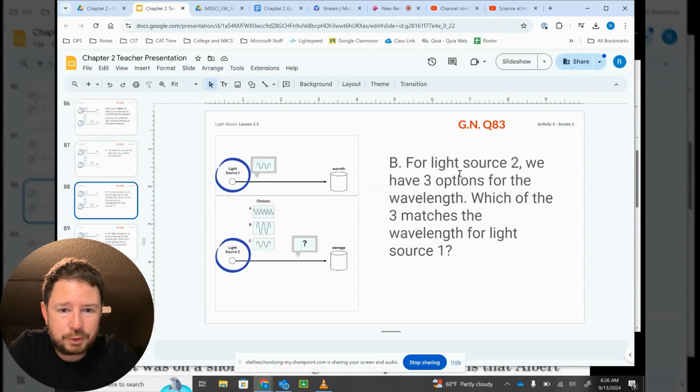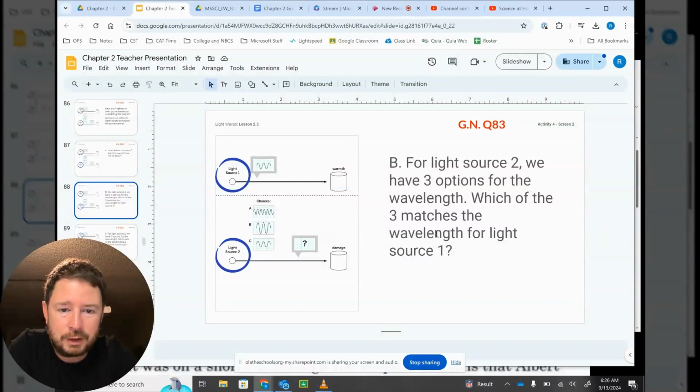B, for light source 2, we have 3 options for the wavelength. Which of the 3 matches the wavelength for light source 1? So light source 1 we see here. Which one of these matches? Okay, pretty much everyone says C. It's pretty obvious. This, if you dragged it up here, would just overlap that wave perfectly.